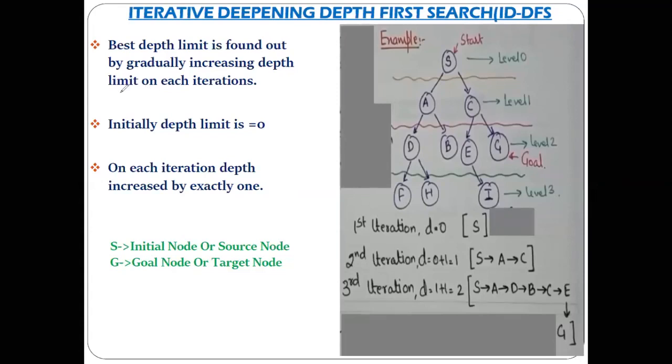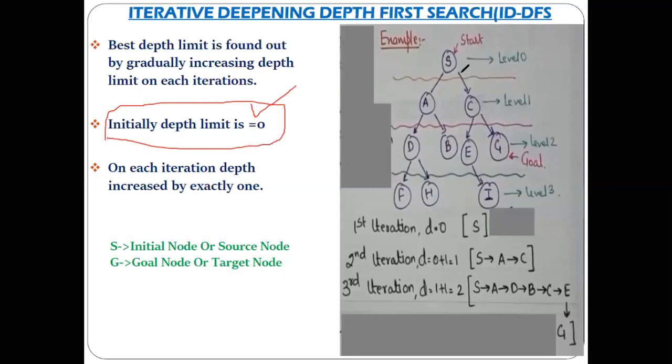What was the case in DLDFS? Was the AI agent able to increase the depth limit? No, he has to follow whatever depth limit is given. But what IDDFS is saying is that gradually, step by step, the depth can be increased until the AI agent reaches the goal node. Understood? So that's why here initially the depth limit is what? Zero.